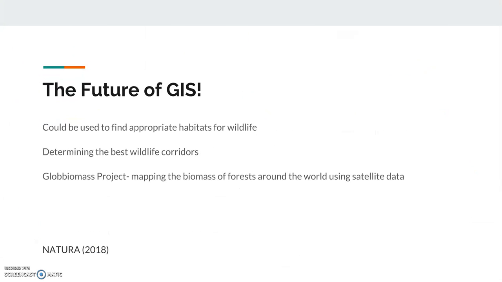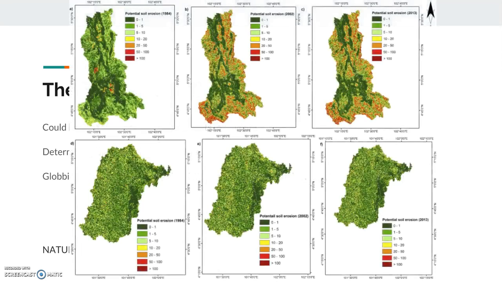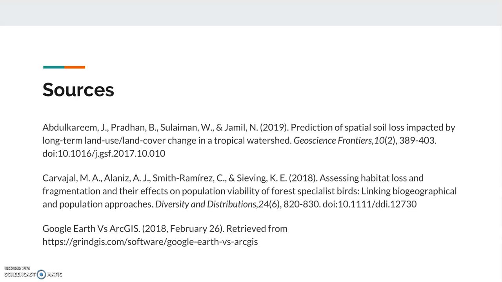And just in general, for the future of GIS, there are lots of potential ways that GIS can be used. It could be for things like finding appropriate habitats for wildlife, looking at things like wildlife corridors, especially in a planning and zoning type of capacity. And one project that I thought was pretty interesting was the Globe Biomass Project, which is mapping the biomass of forests around the world using satellite data. I just thought that sounded like a pretty cool project and a cool use for GIS. And that about sums it up.